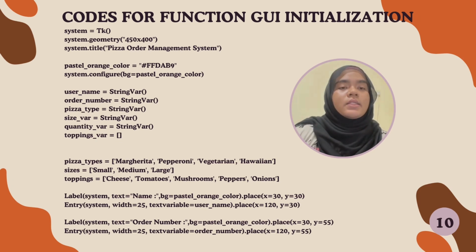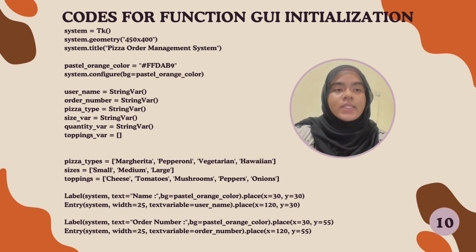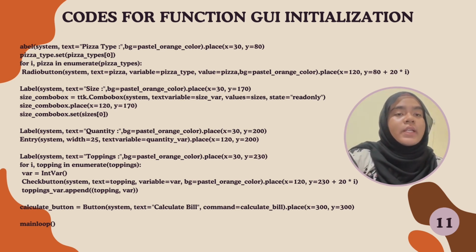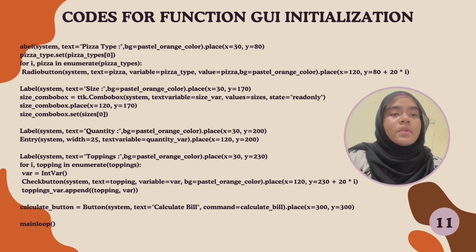And the last is entry system with 25, text variable order number and place 120 Y55. So this creates an entry widget for order number and places it at coordinate X120 and Y55. Okay, for the next coding is label system text pizza type BG pastel orange place X30 Y80. So this creates a label widget with the name pizza type and the coordinate is X equal to 30 and Y equal to 80.